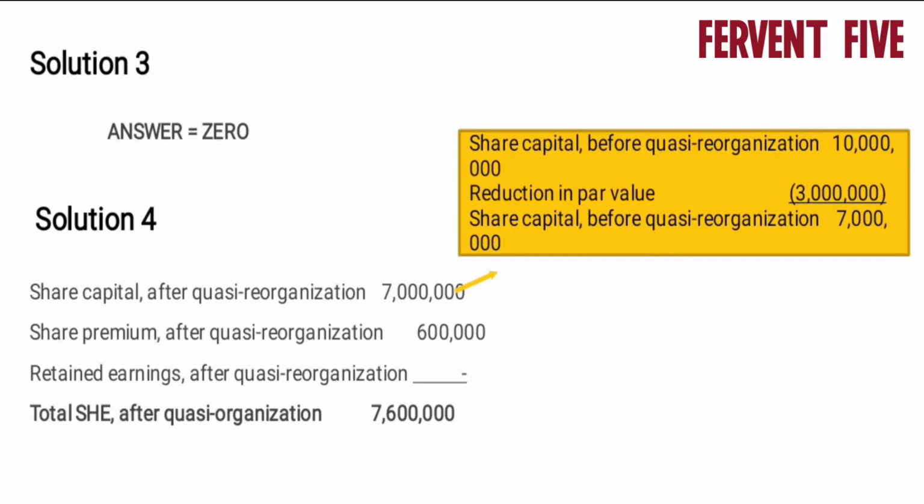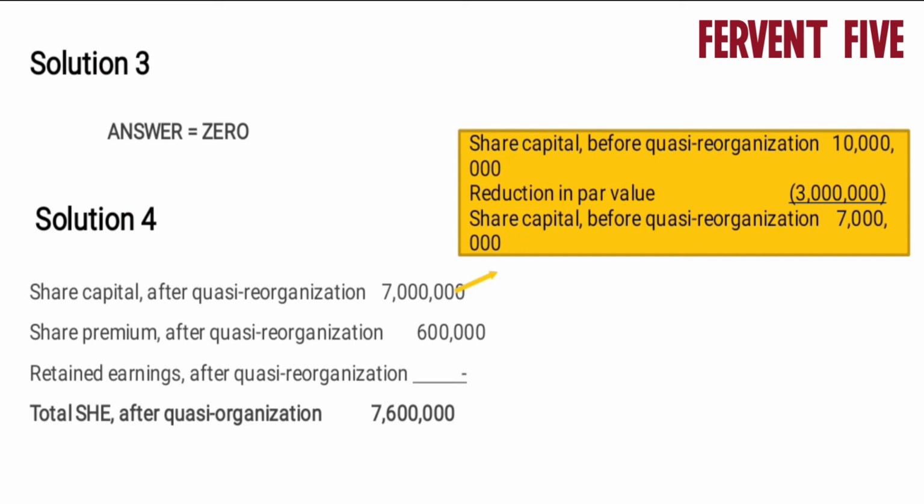So, solution for number 3. Dito sa number 3, tinatanong lang kung magkano yung retained earnings after the quasi-reorganization. Answer is 0. Automatically 0? Yes. In all cases ba yun? Yes. So, in quasi-reorganization, pag tinatanong kayo kung magkano yung retained earnings after quasi-reorganization, 0 na yun. Kaya, wag na kayong magsayang na mag-compute kasi 0 na talaga siya.